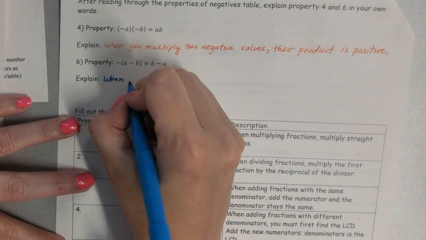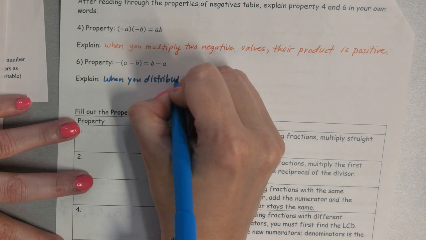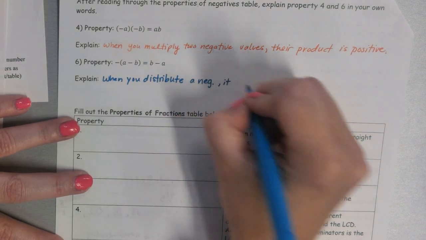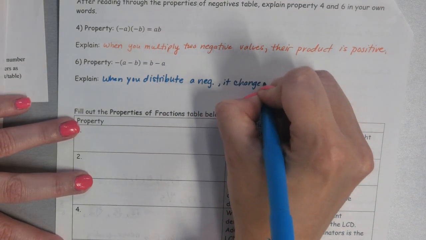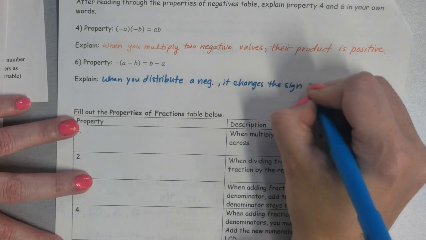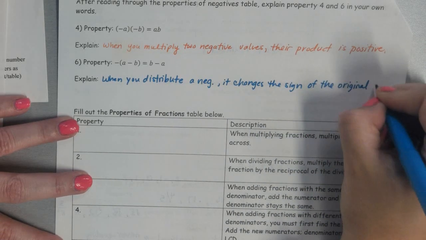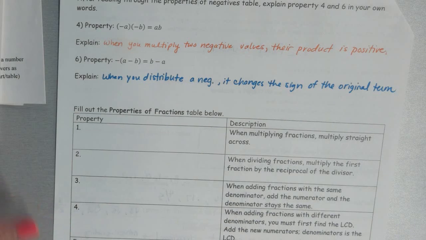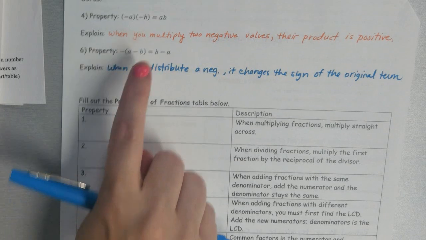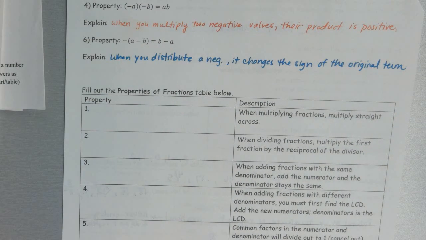When you distribute a negative, it changes the sign of the original term. Okay, when you distribute a negative, it changes the sign of the original term. So that's why the B is now positive. The reason why they put that in front is generally if there's a positive and a negative, they will put that in front.